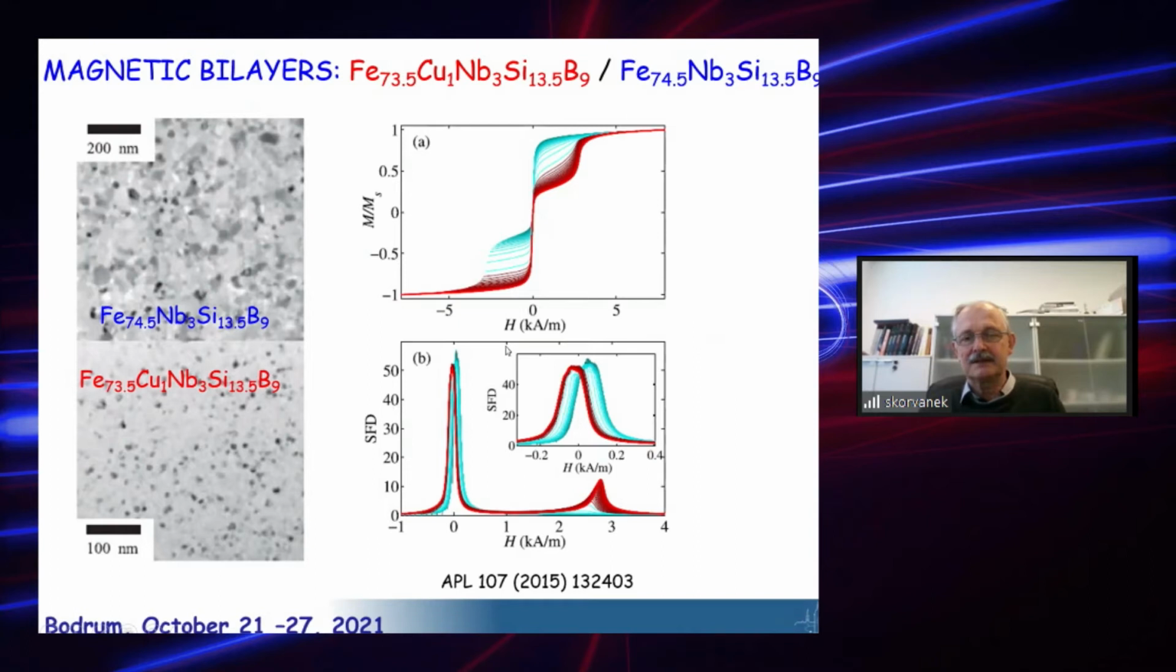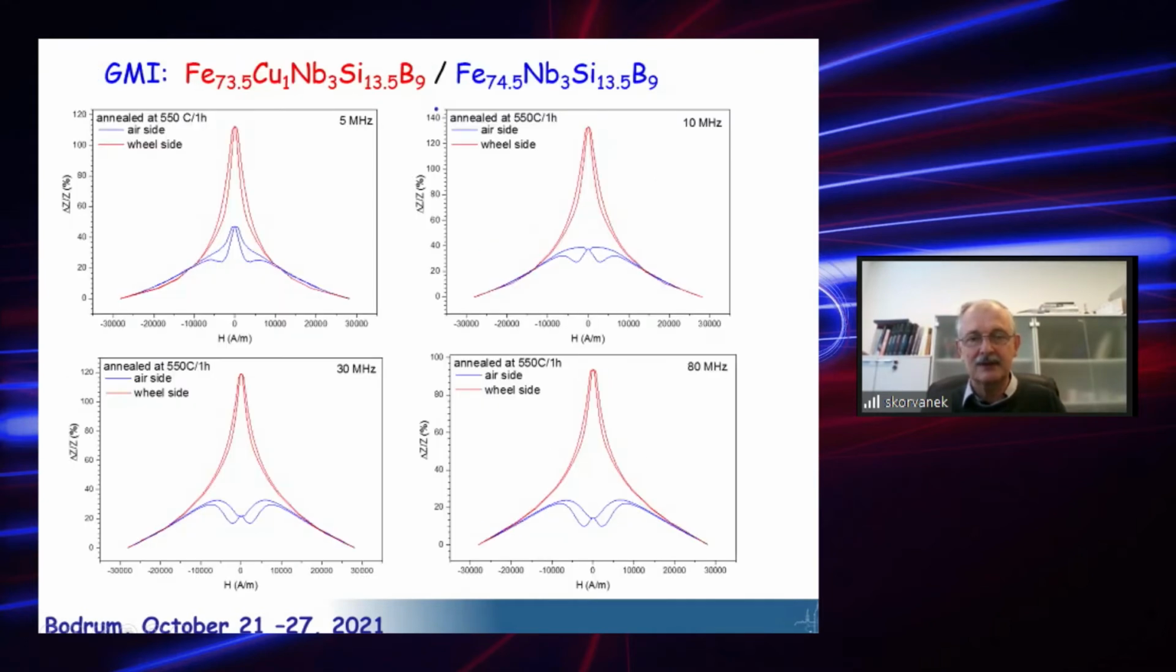So that we made with our colleagues in Spain for analysis of such systems, and it was shown that this soft layer is influenced by the hard layer, and there is some kind of magnetostatic bias acting on the soft layer from the hard layer. I will show you it in another system in more detail.